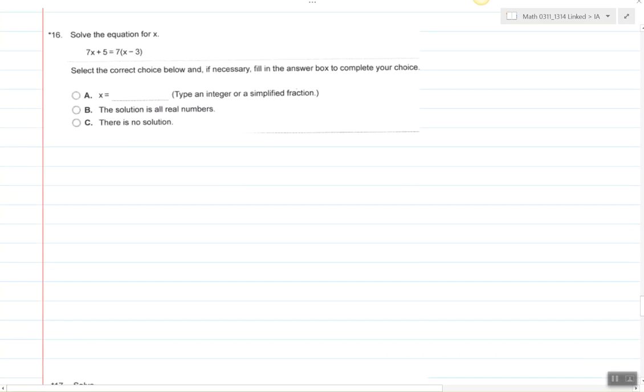Number 16, I have 7x plus 5 is equal to 7 times x minus 3. Nothing to simplify on the left, so I'll just copy that down. On the right, I have the distributive property. 7 times x is 7x. 7 times negative 3 is negative 21. I have x's on both sides.